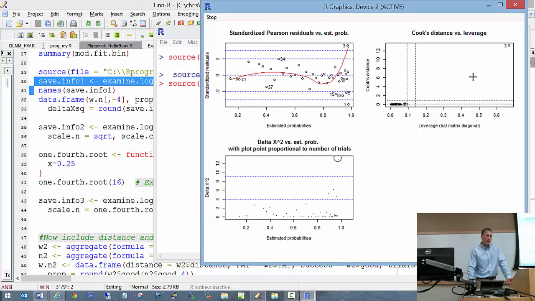Then a new plot's generated. My delta X squared, remember that's a measure of, again, influence, just a different measure. And I plot that versus my estimated probabilities. Delta X squares that are larger than 4 or 9 indicate potential problems. Again, that's subject to the fact that our distributional approximation might not actually work though. And so we see 2 observations that are above 9, number 3 and number 1, although it didn't really show up very well there.